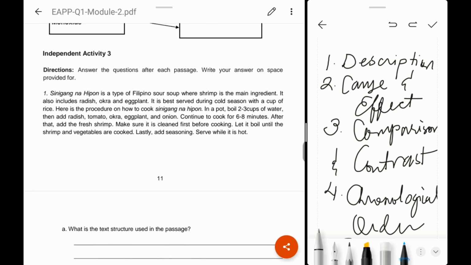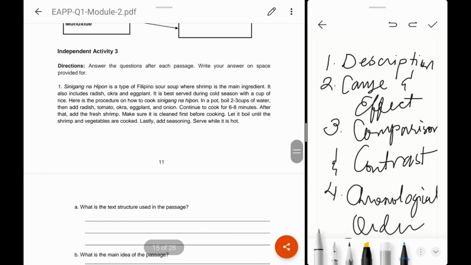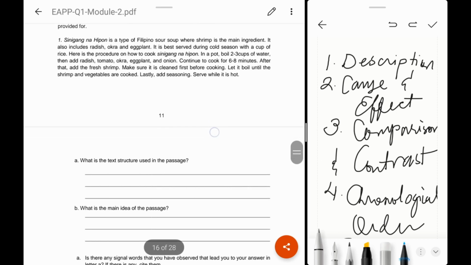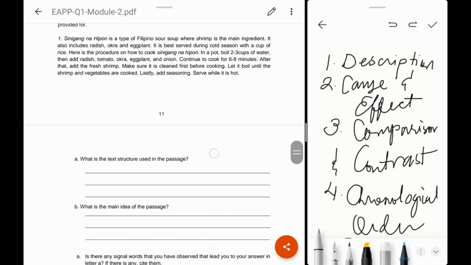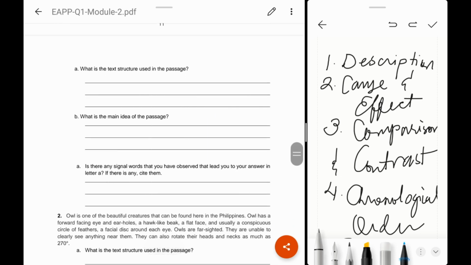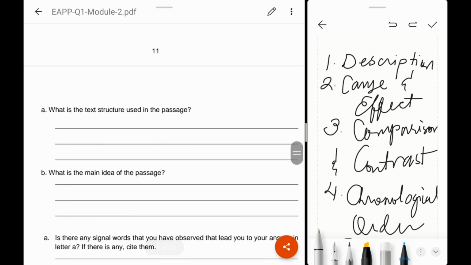Independent activity 3 asks you to answer the questions after each passage. Write your answer on the space provided for. So, on your paper, all you have to do is write independent activity 3, and then 1, and then write there A, B, C there. Okay? So, the ABC there will stand for the question. So, for first question, what is the text structure used in the passage?